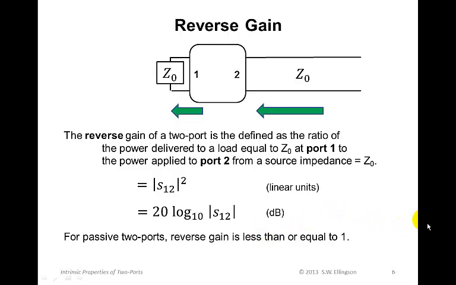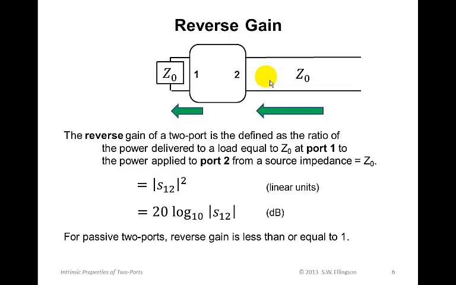It turns out to be useful also to define a reverse power gain, or reverse gain, for a two-port. This we simply call the reverse gain. The reverse gain of a two-port is defined to be the ratio of the power delivered to a load equal to Z0 at port 1, at the input, relative to the power applied to port 2 from a source impedance equal to Z0, the reference impedance.